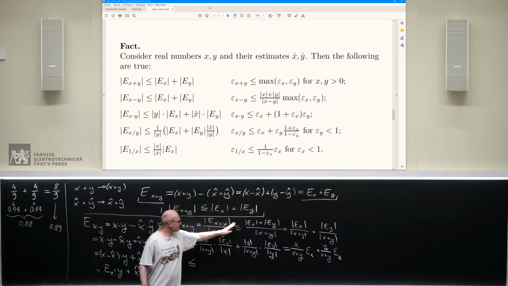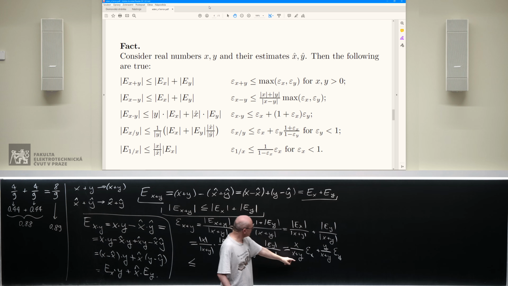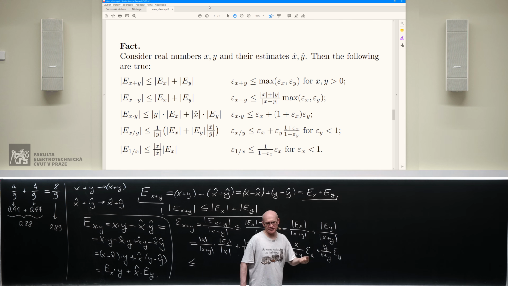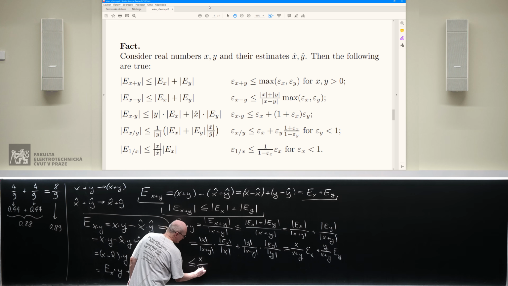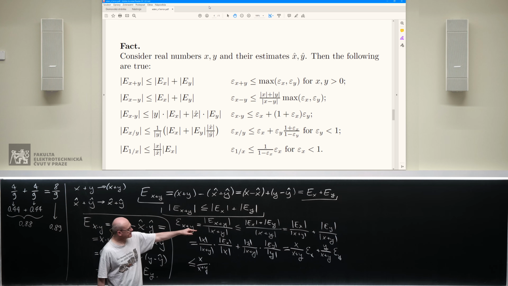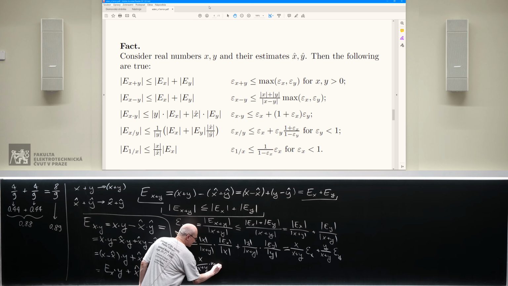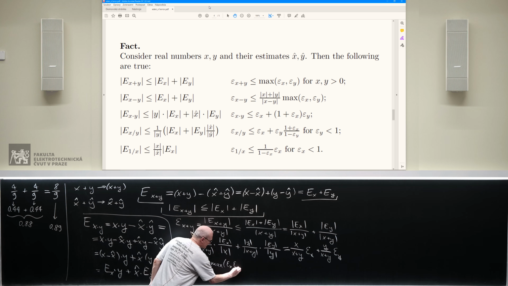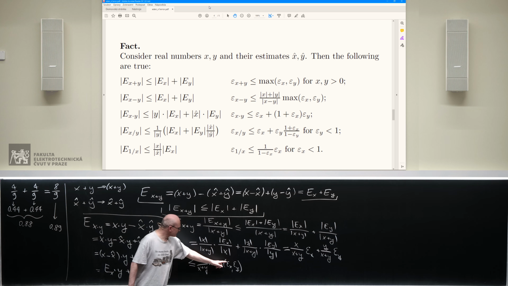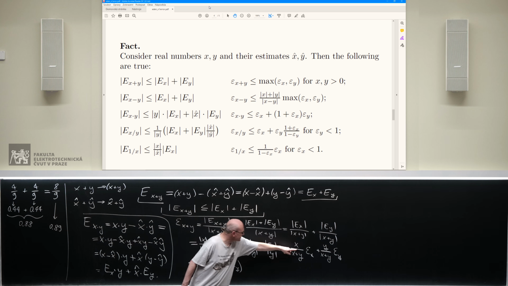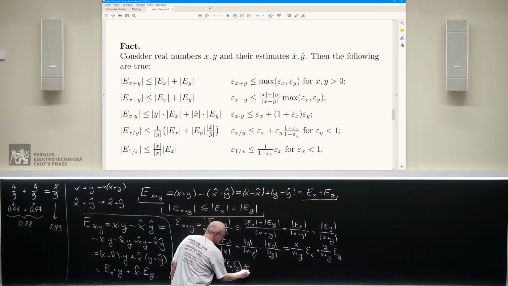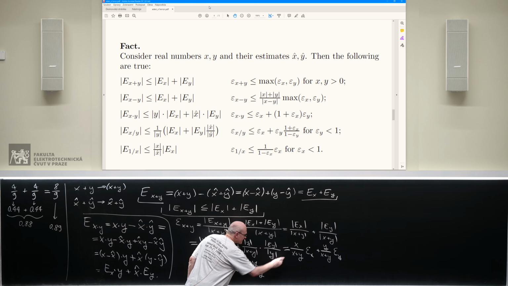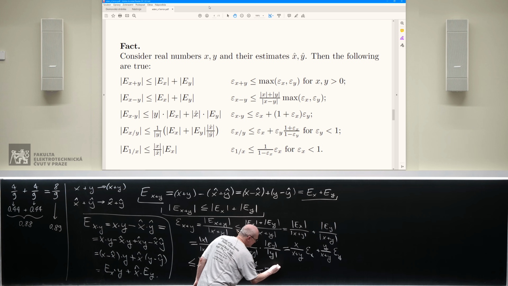I'm happy with an upper estimate, so I can replace these two relative errors with the larger of them, which will make things larger. So, what will appear there? Well, instead of epsilon x, I will put larger of epsilon x and epsilon y. So if epsilon x is larger, it will be here and it's the same. And if epsilon y is larger, it will replace this guy. And the inequality works. And I will do exactly the same with the other relative error. I replace it with the maximum.